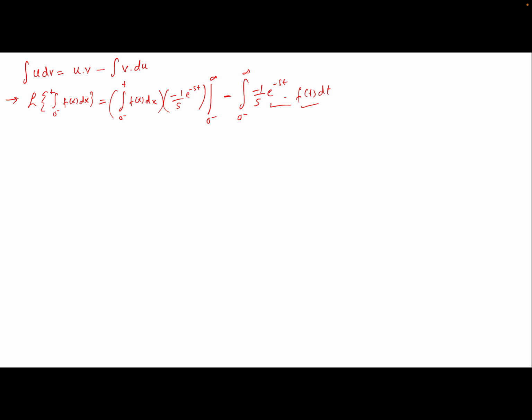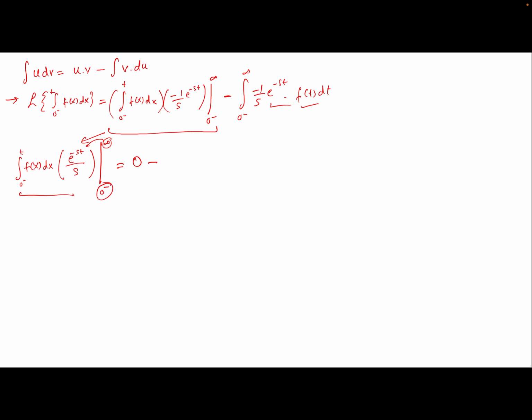So let's look at both of these terms. Let me look at this term first. This term is integral from 0⁻ to t of f of x dx, and the second term is e raised to power minus st over s. Both of these terms are being computed at 0 and infinity. Once you apply infinity, e raised to power minus infinity is 0. This is going to make the whole term 0. So we're going to get 0 minus.